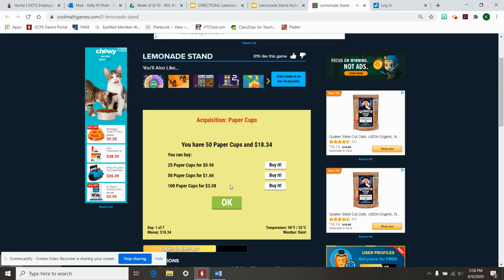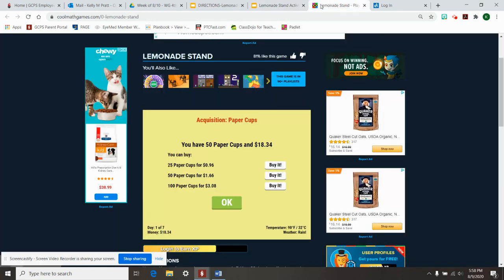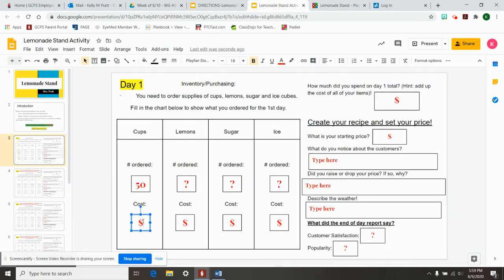So I'm going to hit buy it. Make sure I remember 50 cups for $1.66. I'm going to go in here and write this down. So I'm in cups. I'm going to click in that box, and I'm going to click 50 cups. And what was my cost? Oh, $1.66. So I'm going to type that in here to the box.